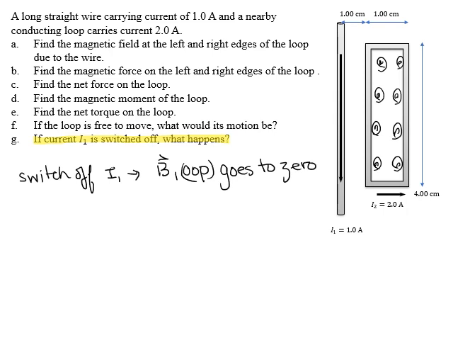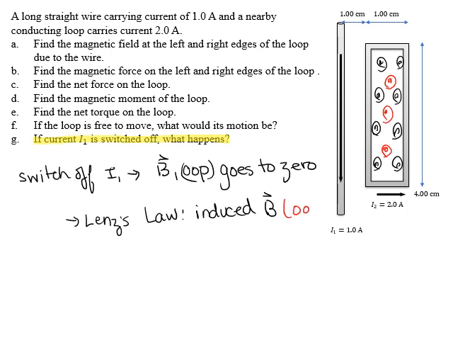Well, if B1 is going to 0, that means Lenz's law is going to kick in. The induced magnetic field will act to maintain what we had before. So our change is that our field out of the page is disappearing. So our induced magnetic field will be out of the page. It wants to keep that magnetic field. So induced B will be out of the page.